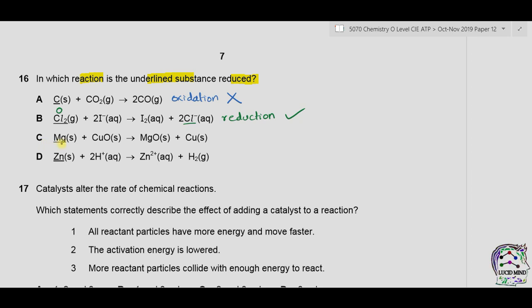So B could be correct. C, magnesium is underlined and the oxidation state of magnesium is 0. And we can see that it has gained oxygen, so gain of oxygen is called oxidation, it is not reduction. So C is incorrect. In D, we can see that zinc has changed from 0 oxidation state to +2. So as it is an increase in oxidation state, therefore it is oxidation. So D is also incorrect. The answer is therefore B.